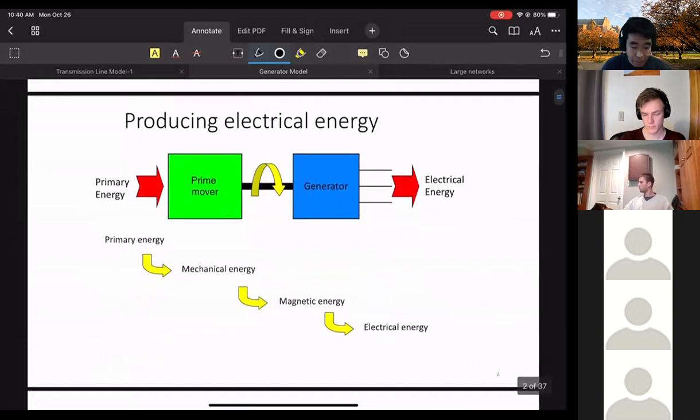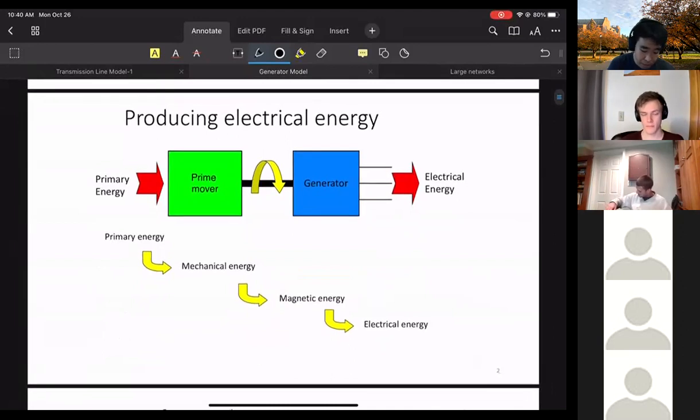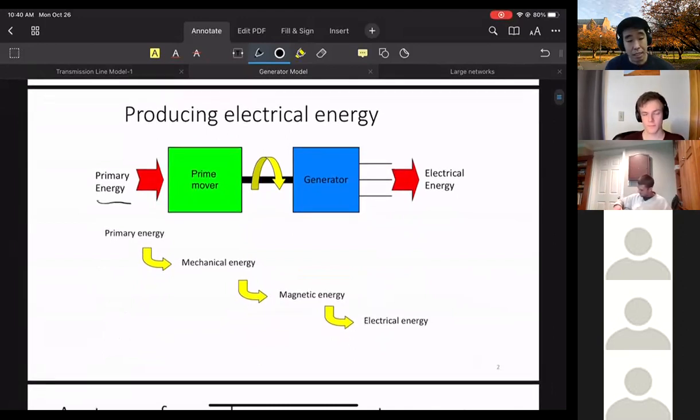A generator, if you don't remember, is a way to convert a primary form of energy, often mechanical energy or chemical energy, into electric energy. So you have some primary form of energy going into it. For example, you can shove steam into a prime mover. This will turn the generator and output electrical energy. This is how many generation technologies work.